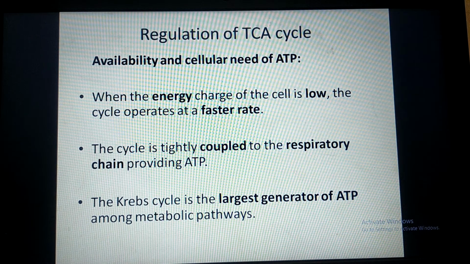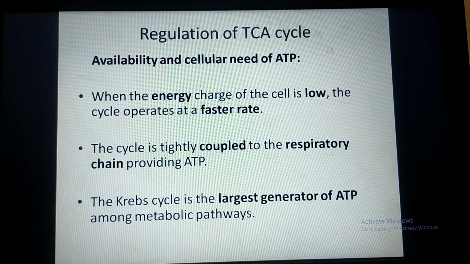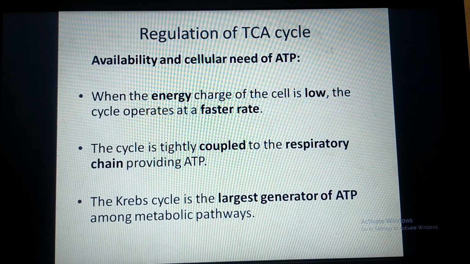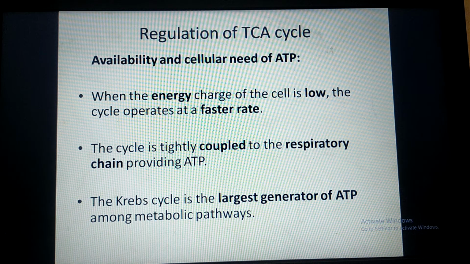TCA cycle is mainly for synthesis of ATP. So our next factor which regulates TCA cycle is availability of ATP inside the cell. When the energy level of the cell is low, then the TCA cycle is stimulated and it operates at a faster rate. This TCA cycle is also closely related to the electron transport chain or respiratory chain.